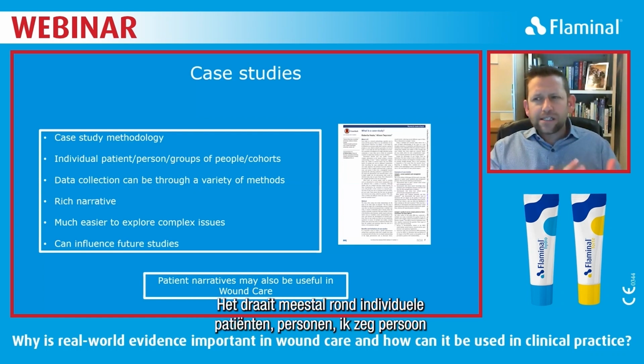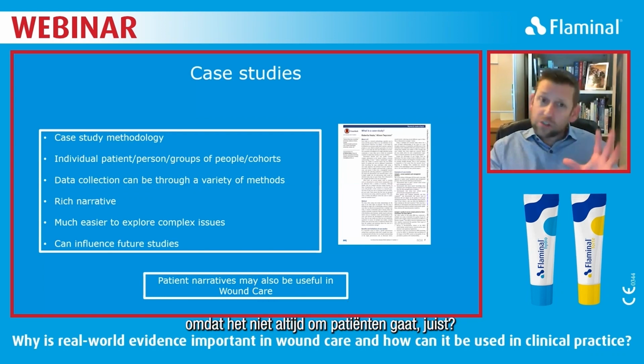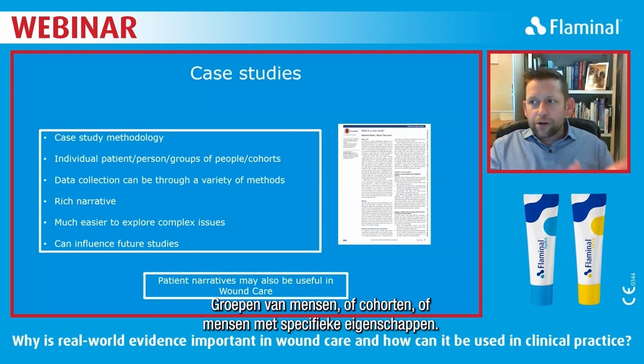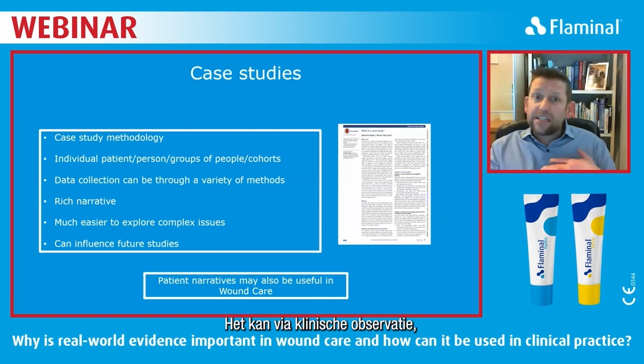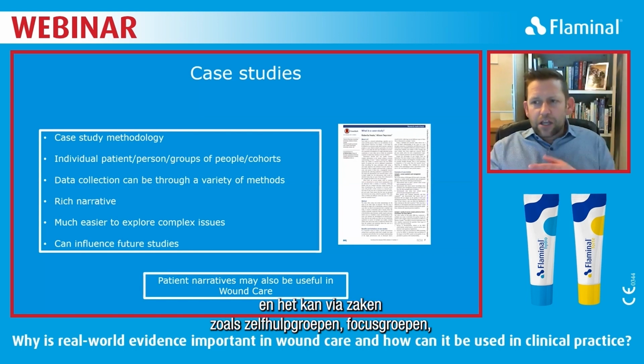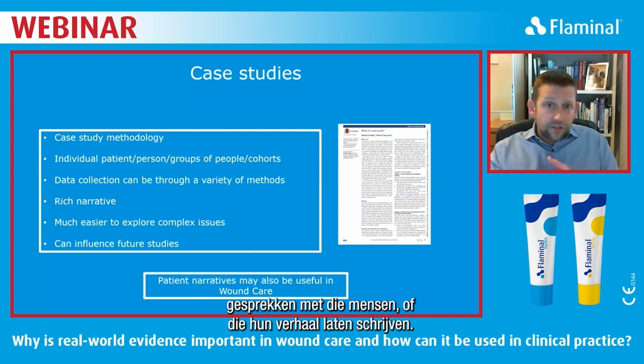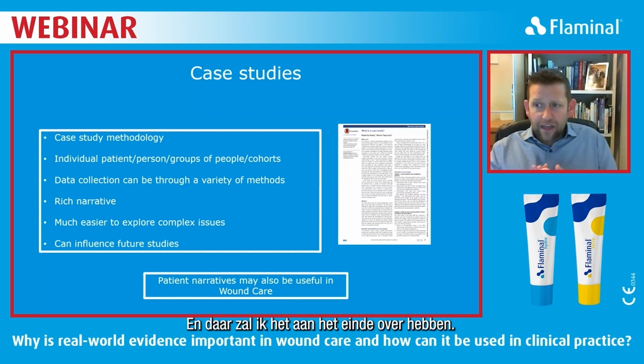It usually focuses around individual patients, a person, so I'm saying person because not always patients, remember, groups of people or cohorts of people with specific characteristics. That data collection can be through a variety of methods. It can be through clinician observation. It can be through things such as, I suppose, focus groups, interviews with those individuals, or them getting to write their narrative, and I'll talk about that at the end.